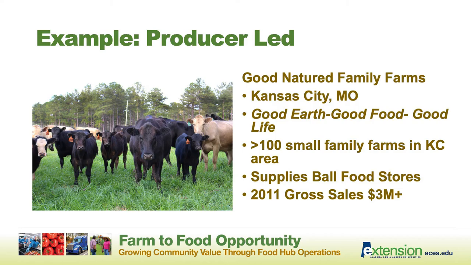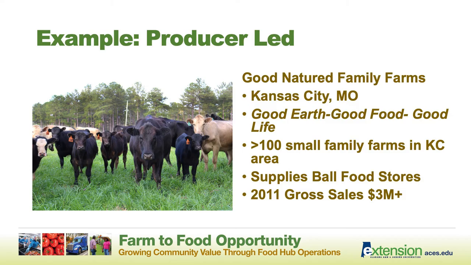Good Nature Family Farms represents over 100 small family farm producers from the Kansas City area. All of the participating producers adhere to the national Buy Fresh, Buy Local criteria. Good Nature Family Farms' key retail partner is Ball's Food Stores. Good Nature Family Farms has grown from one producer with too many tomatoes to include a diverse product line and recognized brands sold in 11 Hen House and 17 Price Chopper stores owned by Ball Foods.